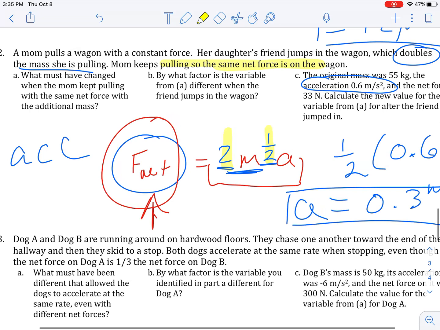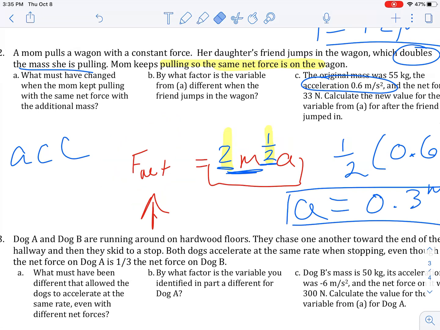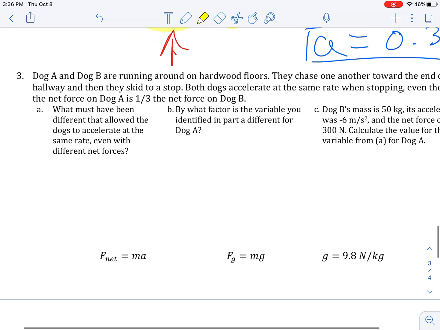All right, let's do the last one. Again, though, we just followed the same process, right? We started with our equation, which was net force equals MA. We found the thing that was constant, and then we found the thing that changed, and then we found how the other thing changed. All right. Here we go. Let's do our last problem.